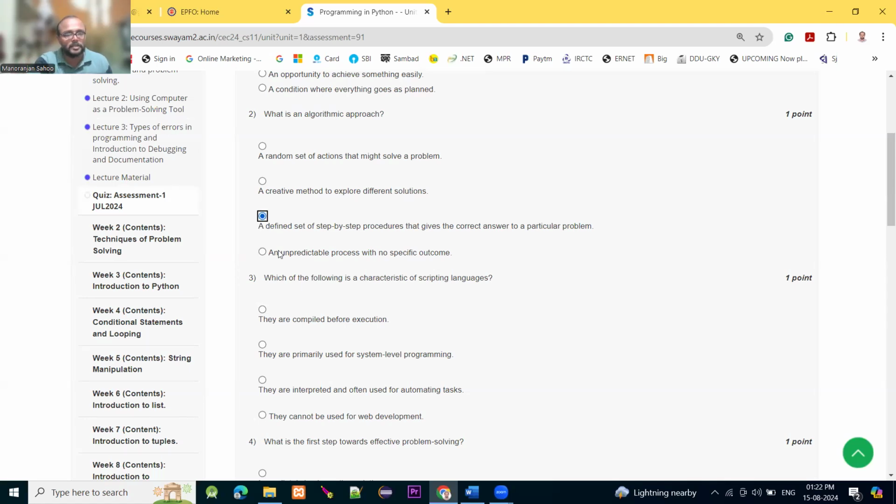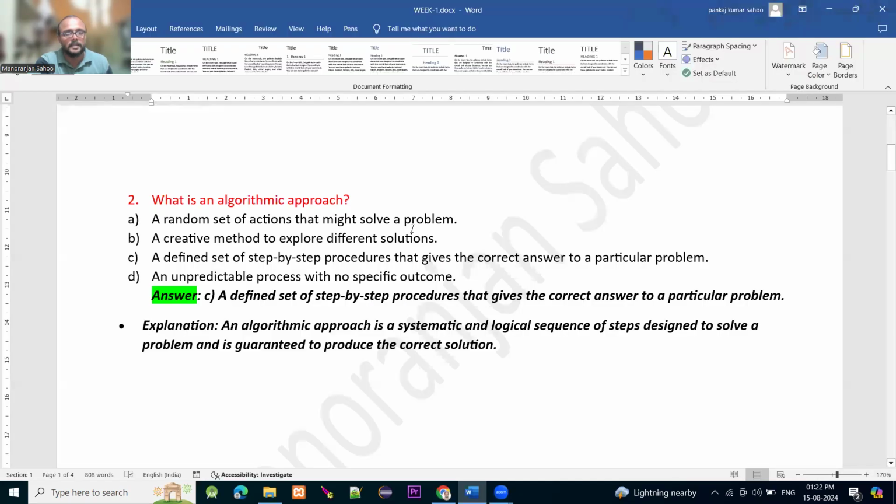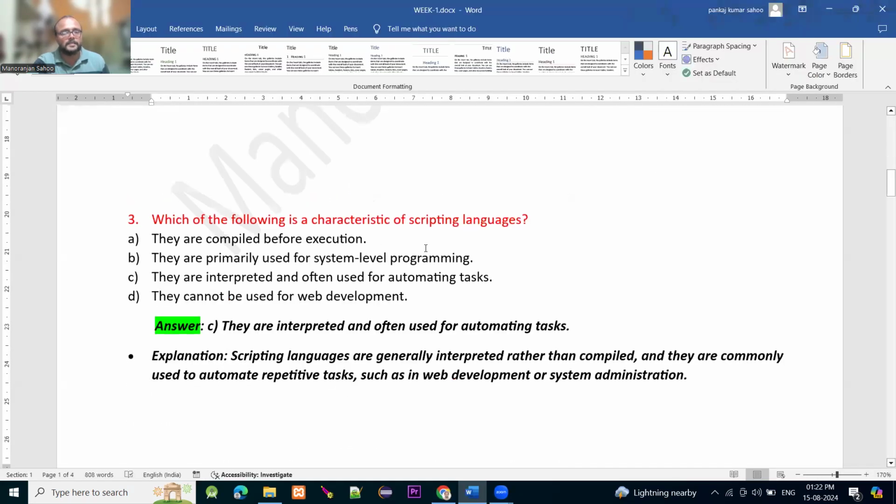Moving to question number 3, which of the following is a characteristic of a scripting language? What is a scripting language? Especially, scripting languages are generally interpreted rather than compiled. They are commonly used to automate repetitive tasks such as web development and system administration.